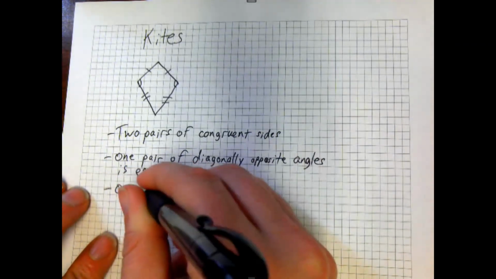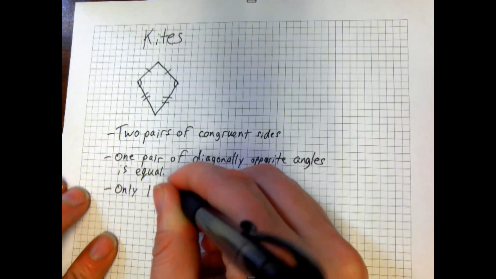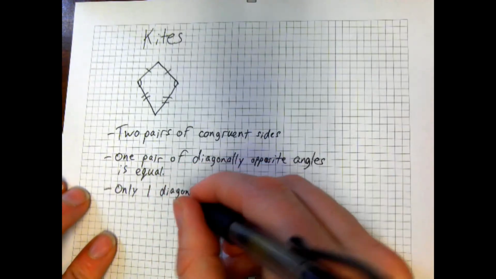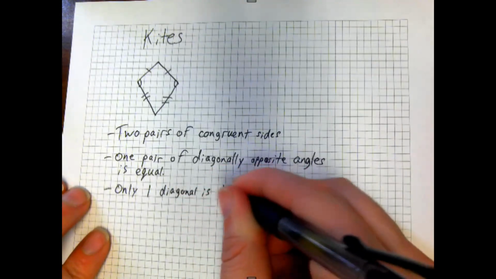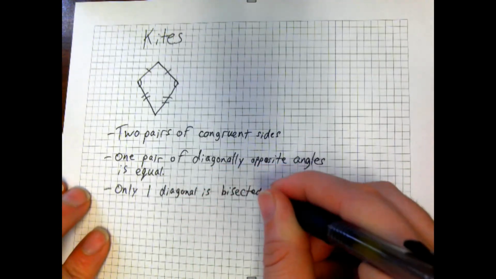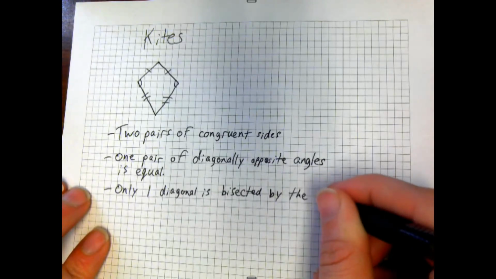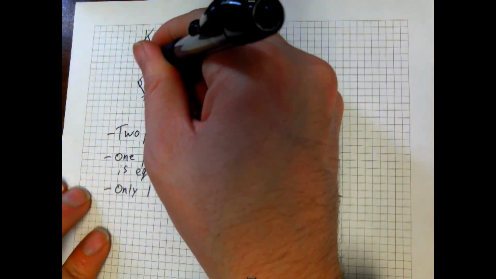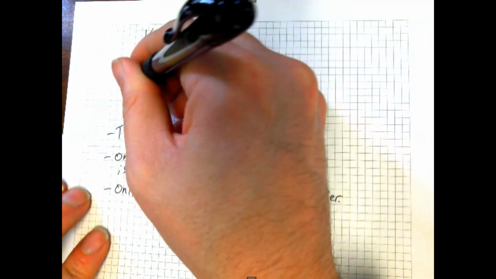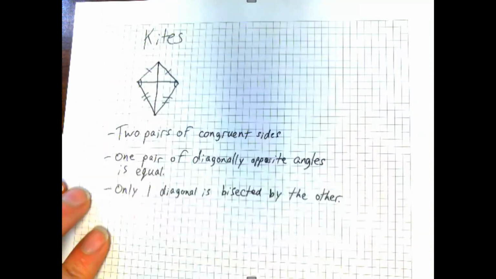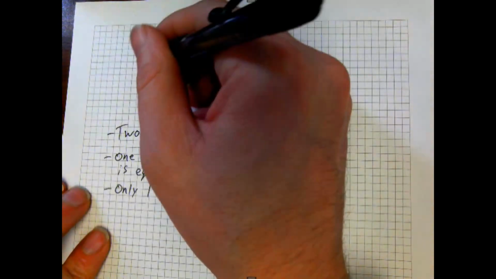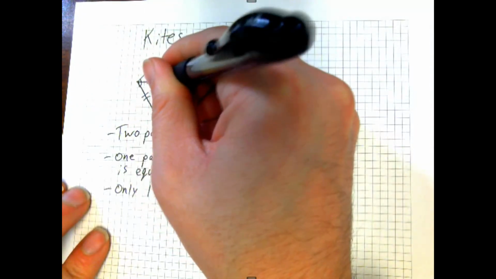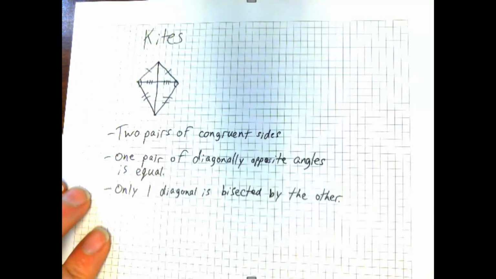Only one diagonal is bisected by the other. So here are the diagonals that go from opposite corner to opposite corner, but only this one is cut in half. This one is longer on this side than it is on that side.